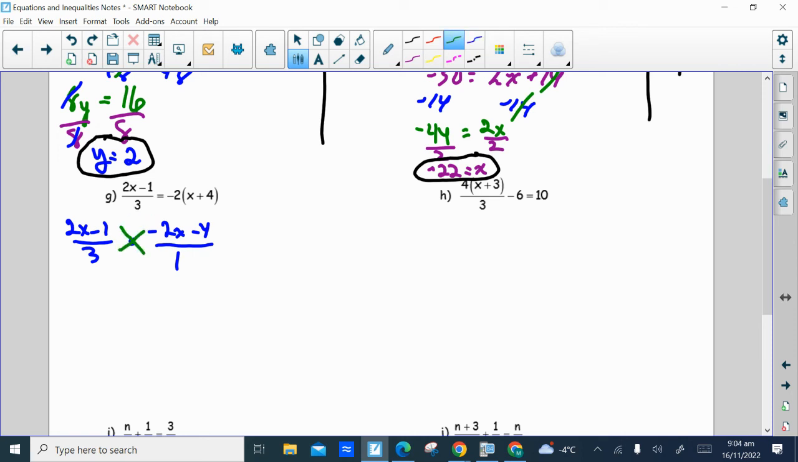There are single fractions on both sides. So we can cross multiply. That's going to be my next step. 1 times 2x minus 1 has to equal 3 times negative 2x take away 4. When I multiply out, 1 times 2x minus 1 is just 2x minus 1. On the right side, 3 times negative 2x is negative 6x minus 12, when you multiply out the brackets.